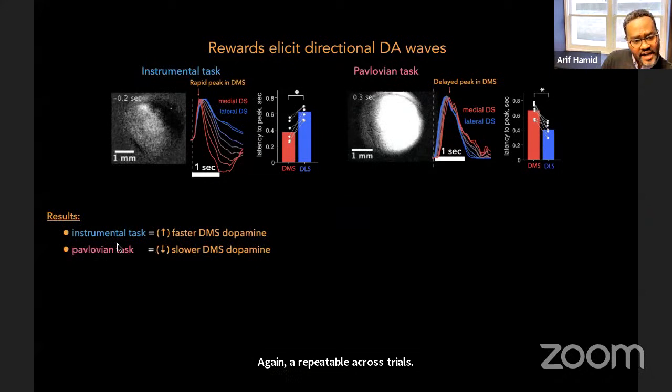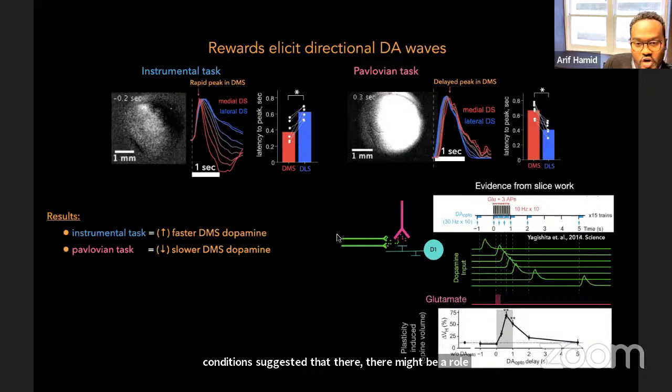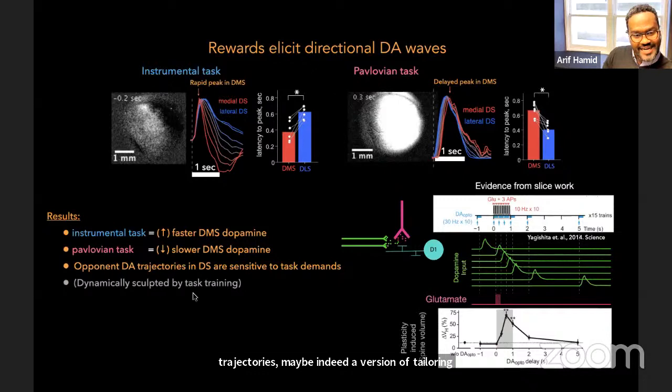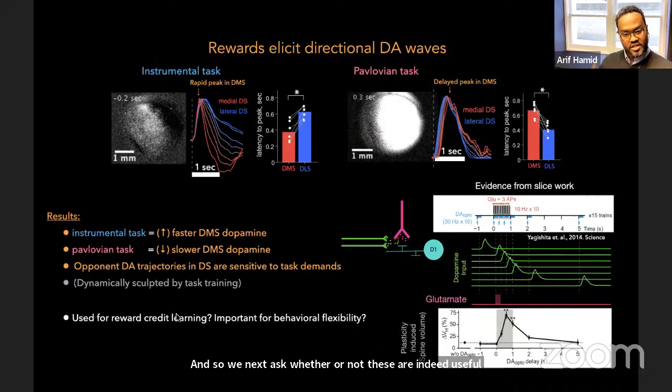And so the fact that you have a delay in dopamine across these two task conditions suggested that there might be a role in adaptive learning here. There's some evidence from slice work that suggests that the specific timing of dopamine arriving relative to the pre- and postsynaptic activation will regulate the amount of plasticity induced at the corticostriatal synapse. And so we reasoned that these opponent dopamine wave trajectories may be a version of tailoring important plasticity signals to these underlying subregions. And in data that I'm not showing you, these wave trajectories are themselves sculpted by task training. And so we next asked whether these are indeed useful for the amount of learning that the animal has to do across these tasks.